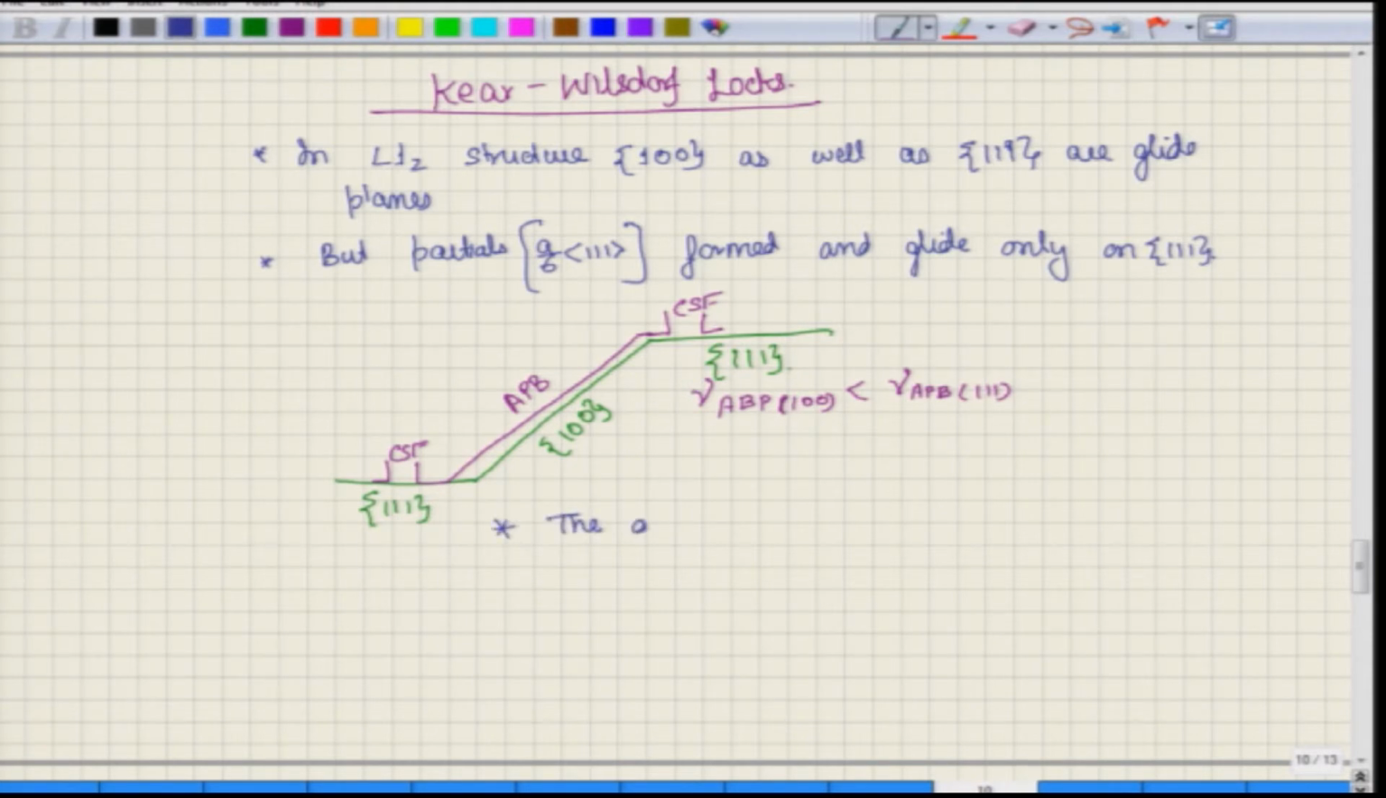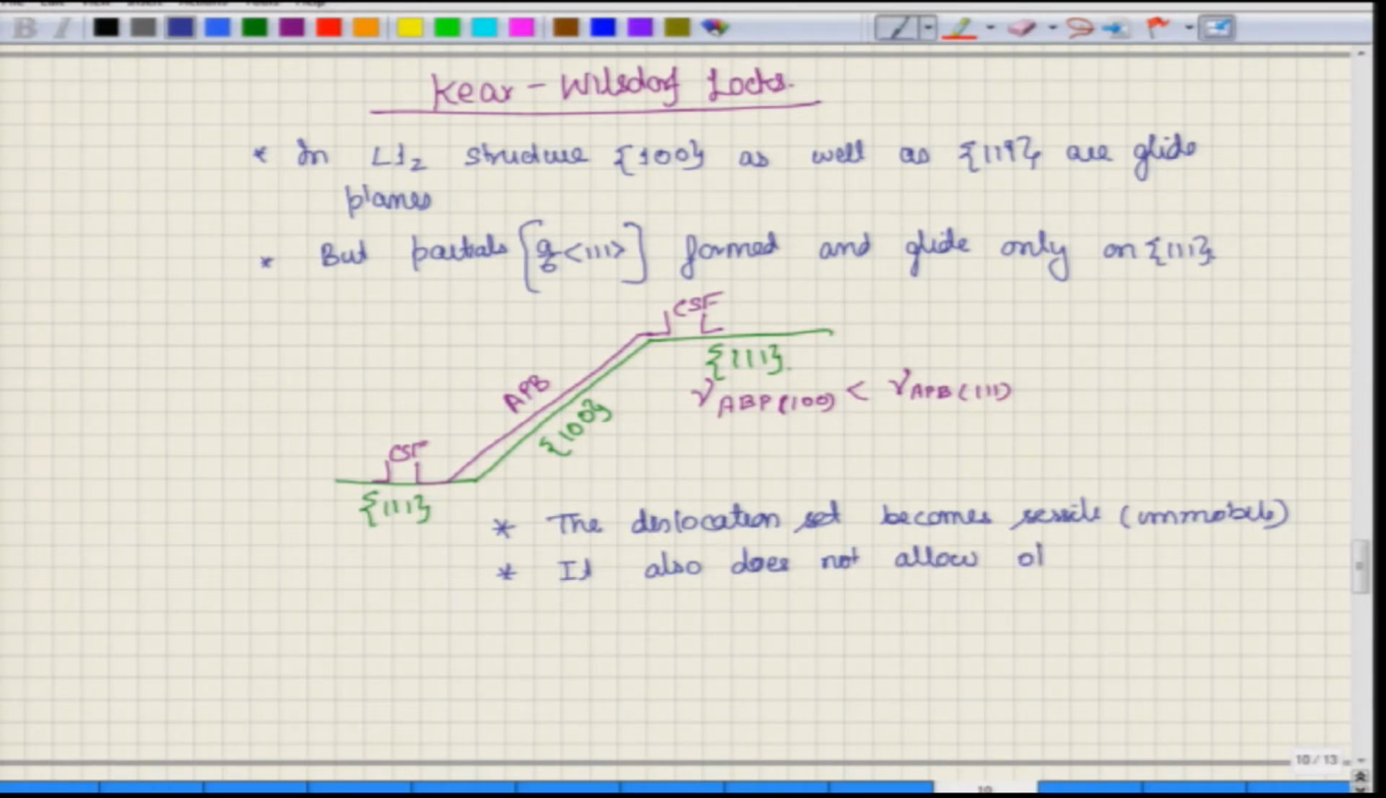The dislocation set, I would say, not pair, becomes sessile or immobile. Not only that, it also does not allow other dislocations to move on these planes. So this is what is called as lock. Now this has formed a lock, neither it can move itself, it is pinned, nor it will allow other dislocations to move. So it is a lock.